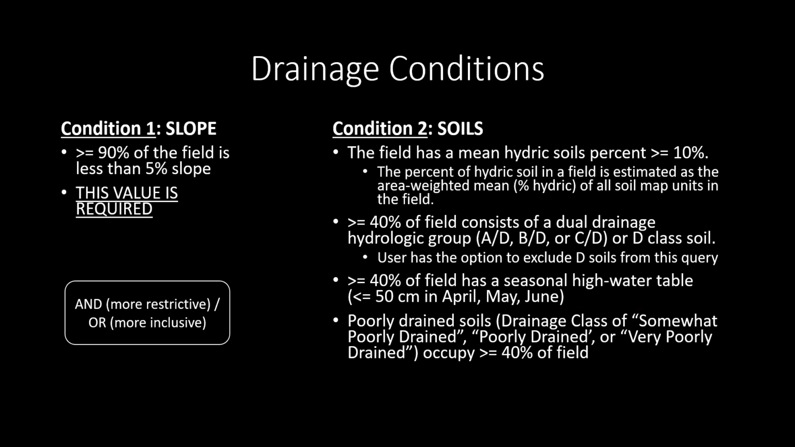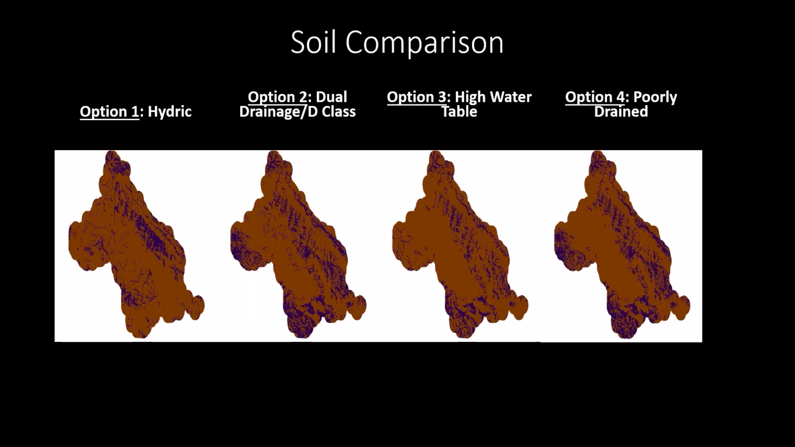Finally, the user has to make a choice of using an AND statement, which is more restrictive, or the OR statement, which is more inclusive. When using the AND operator, both the slope and the soil condition have to be met for that field to be classified as tile drained. When using the OR operator, either or both of the conditions can be met for it to be classified as tile drained.